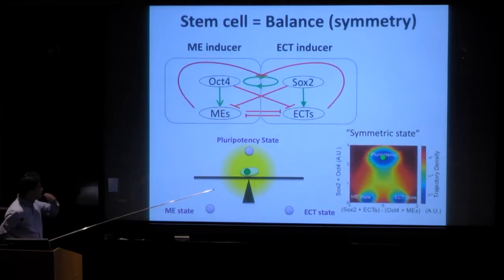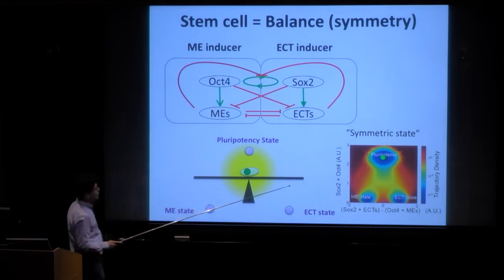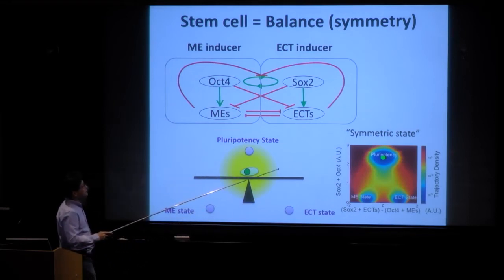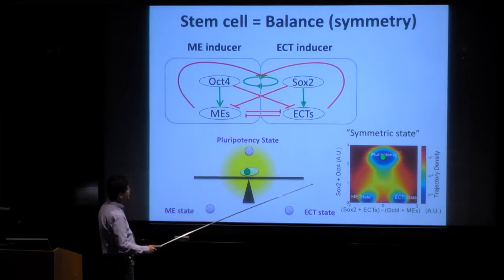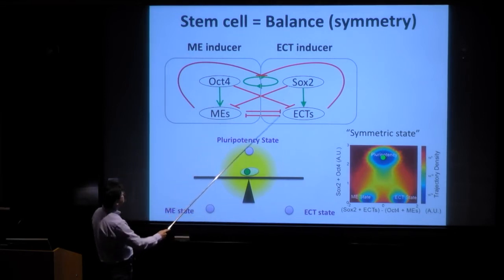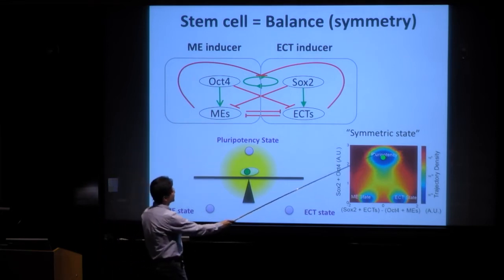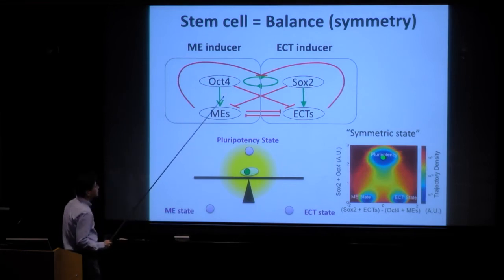Okay, and then from this picture, you can actually understand development and reprogramming as a balance of a seesaw. So the stem cell state, namely these 2 are expressed, is a very balanced state. The 2 branches have equal force. They're sitting here in the middle. It's a symmetric state. It's stable, but symmetric.